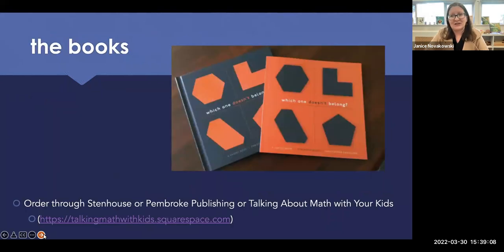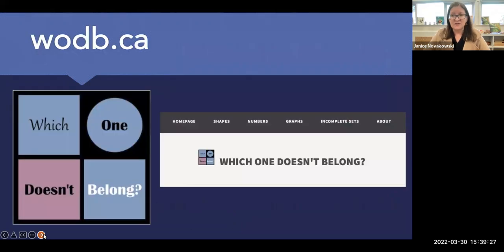So these are Christopher Danielson's books. He has the children's book, and then he also has a teacher's guide. And both of these focus more specifically on geometry and shape. They're available through Stenhouse Publishing or Pembroke here in Canada, and then the Talking About Math website as well. Also, Mary Barassa, who's a secondary math teacher in Ottawa, Ontario, has curated the Which One Doesn't Belong website. So there it is, the link, wodb.ca.